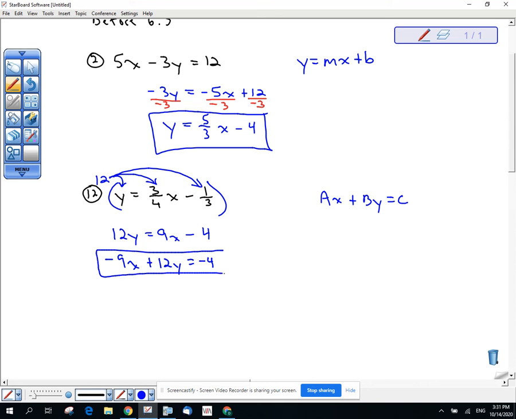And this is standard form. Okay, now I don't remember if I said in the previous video, I probably did. I'm just going to mention it again, that for me, for this year, 9x minus 12y equals 4 is the same answer.